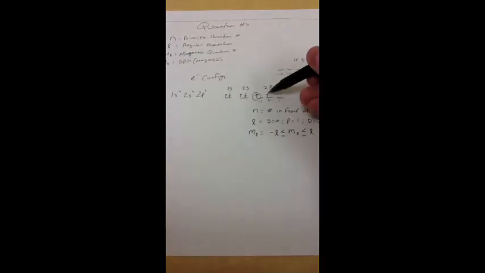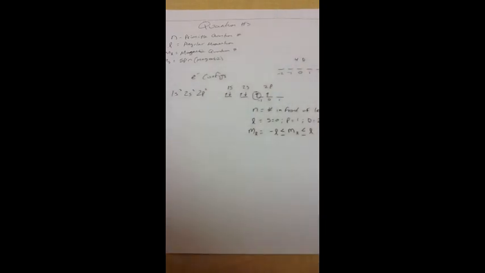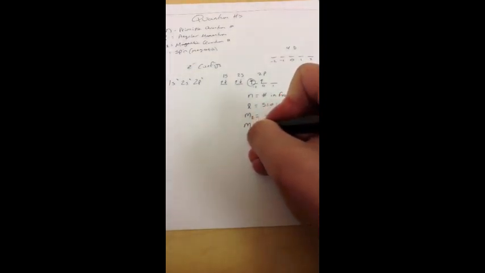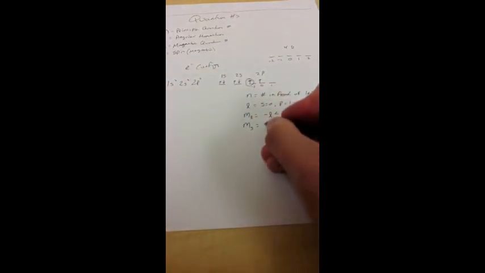If it was this electron, it would be a 0. If it's this electron, it would be a +1. Now, lastly, our spin, our M sub S, you have two options. It can either be a +1/2, or it can be a -1/2.